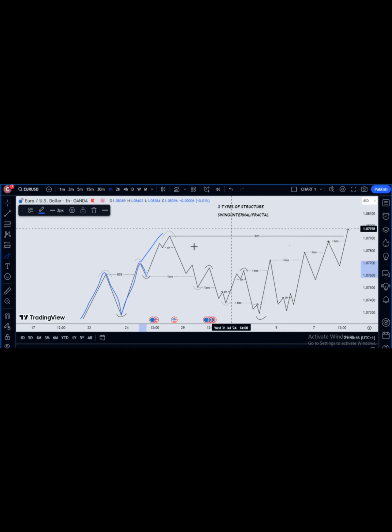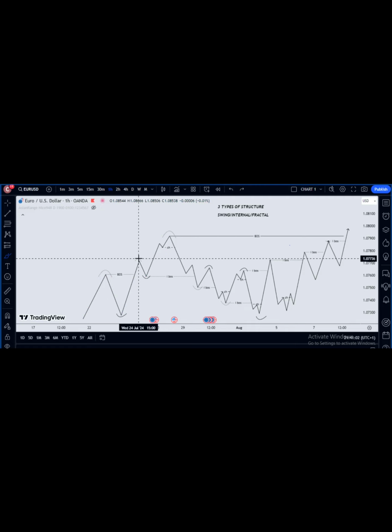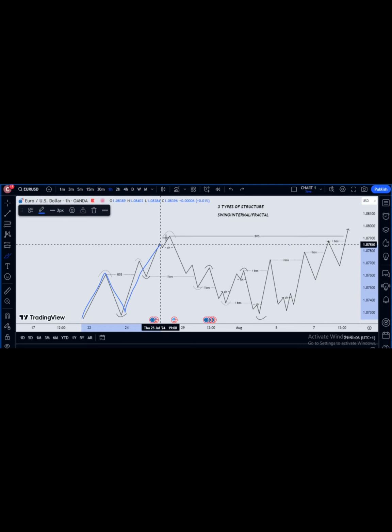This is just an internal move inside the whole move. This is the main move here, and this is just an internal move within the main move. That is why it is not the swing structure, because it's an internal move. This is the main move, the swing move, up like this. And you can see price coming up here and making this internal move, and it was able to break this internal structure up here and make higher highs up there.